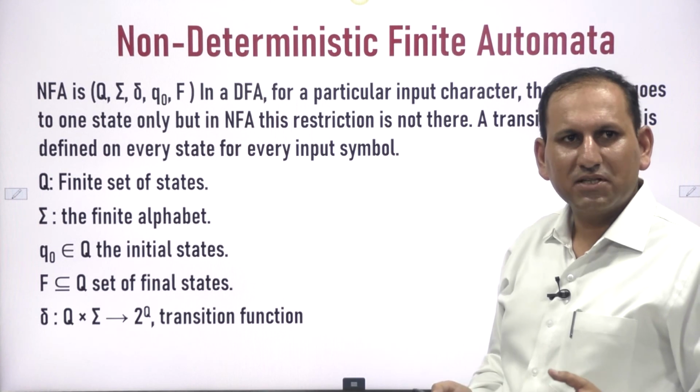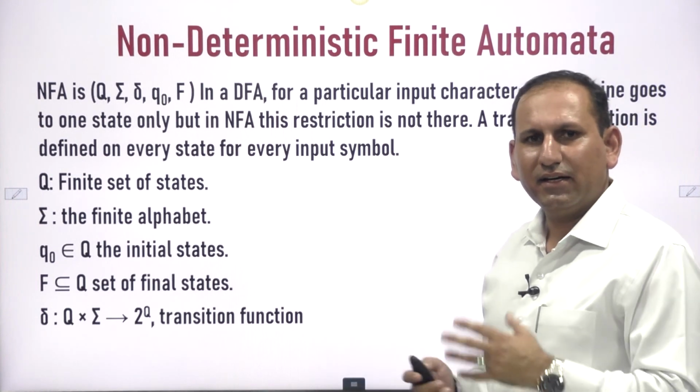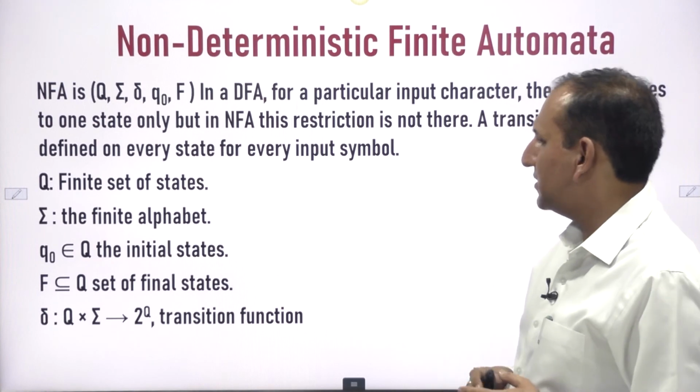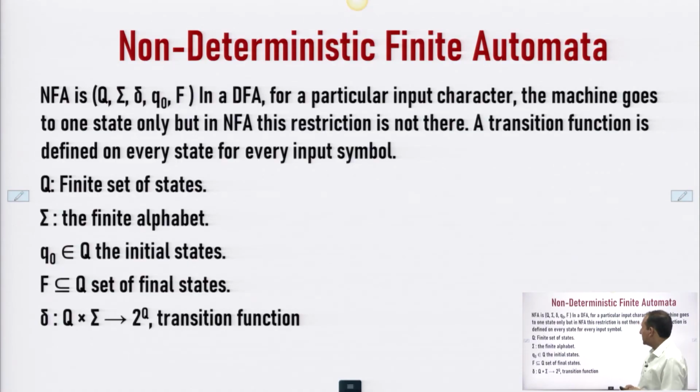Now, the non-deterministic finite automata, which I have already discussed, the second category of finite automata. Let us quickly go through the definition of non-deterministic finite automata. In some books it is also written as NFA. NFA, non-deterministic finite automata, is defined again with the help of 5 tuples: Q, sigma, delta, Q naught, F.